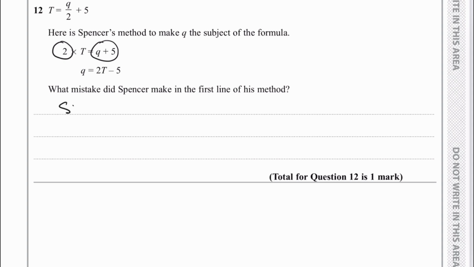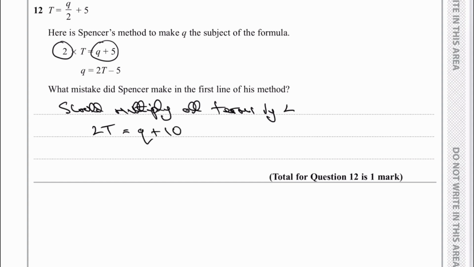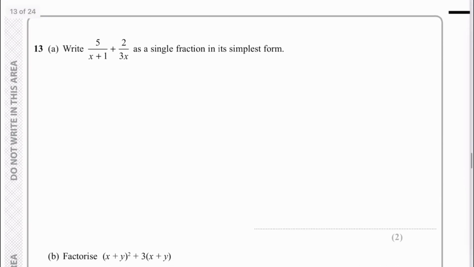So he should multiply all terms by 2, and then just for the sake of this particular video, I'm going to write 2t equals q plus 10, and that's his particular problem. It should have been 10. Okay, let's move on to the next one, which is a bit of an awkward one, really.